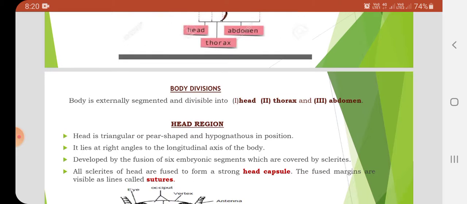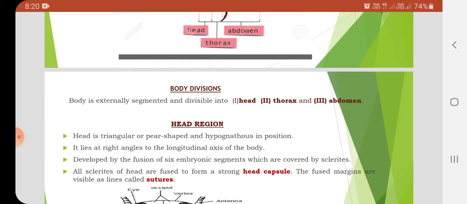Then next we talk about the body division of cockroach. The body of the cockroach is externally segmented and divisible into separate head, thorax and abdomen regions. First we talk about the head region. The head is small, triangular, pear-shaped, hypognathous in position. Hypognathous position means the mouth parts are directed downwards.